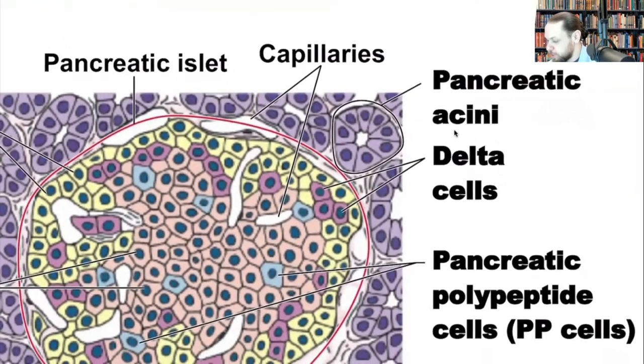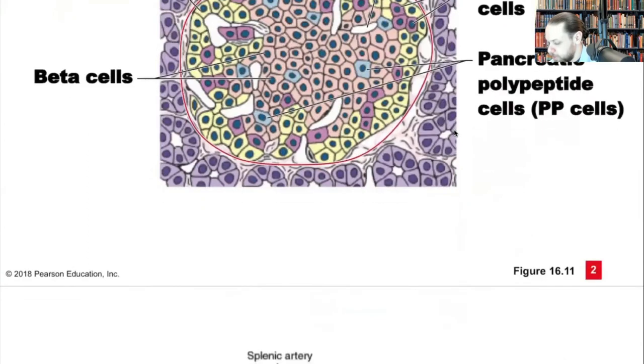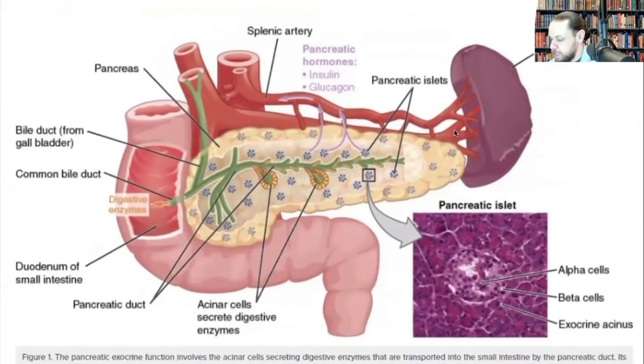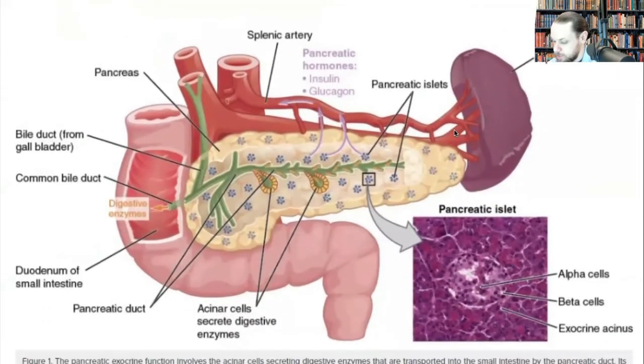So this is just a close-up picture showing you that. And this is what I was explaining. The digestive functions of the enzymes are going to be secreted directly into the small intestines, the duodenum here. And your endocrine function, essentially the hormones, insulin and glucagon, are going to be picked up by the capillaries and taken into the blood.